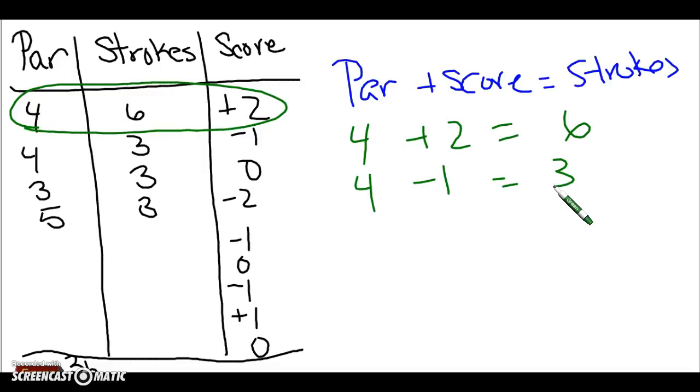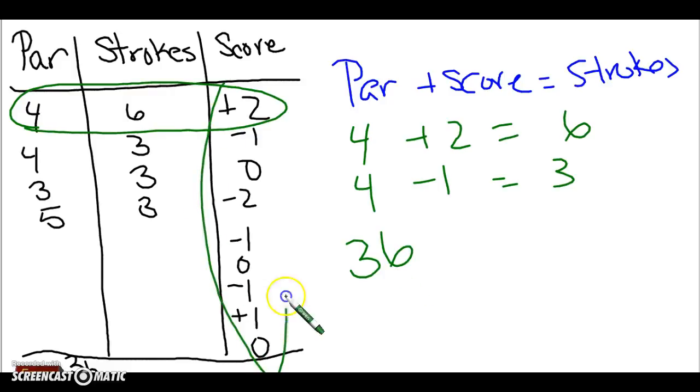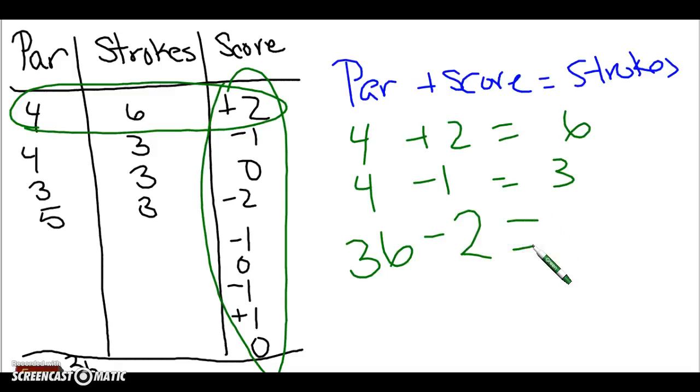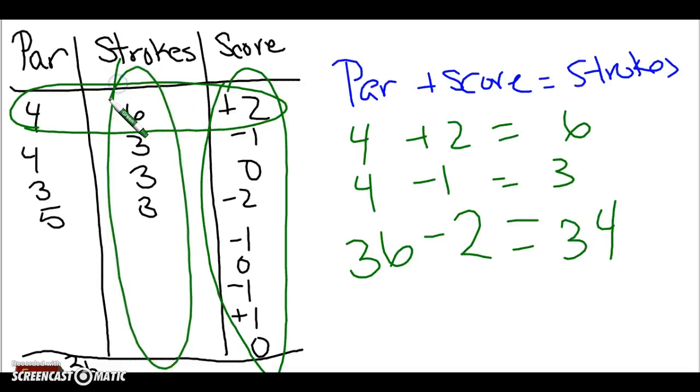Okay, so I know the total amount of par. I know my total amount is 36. And I also know the total score. If I add everything here, that's going to give me my total score. And my total score is -2. And so 36 minus 2 is 34. So that means the total number of strokes would be 34.